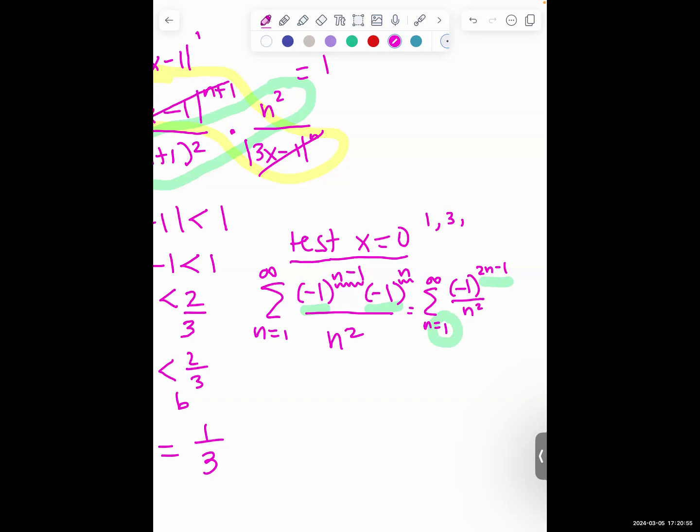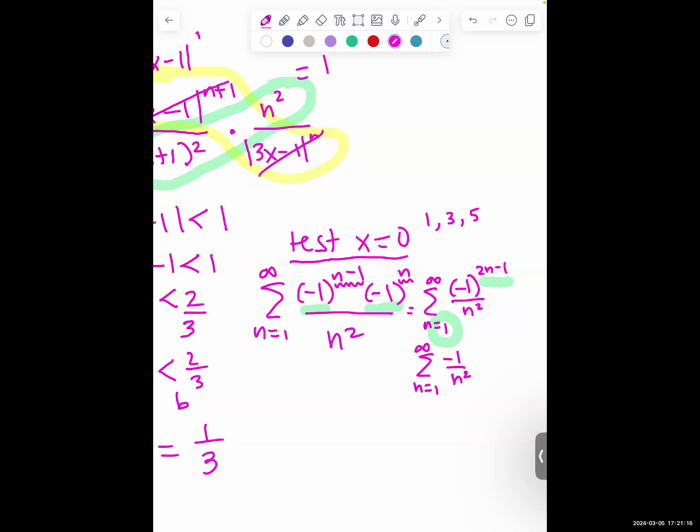If I plug in 3, I end up with 5. So what I'm observing is that all of my powers, when I plug in the index and then increment it, result in an odd power. So this could be simplified further to say that I don't really need the 2n minus 1. This is just negative 1 over n squared.